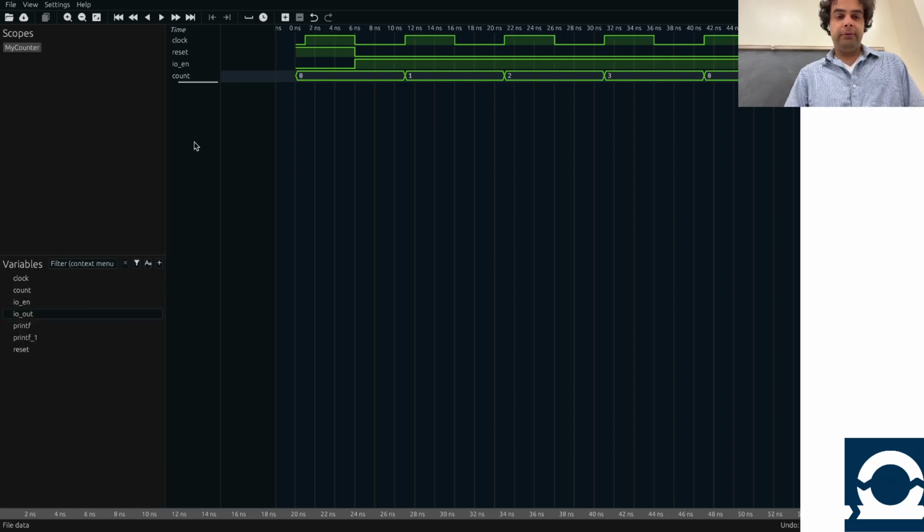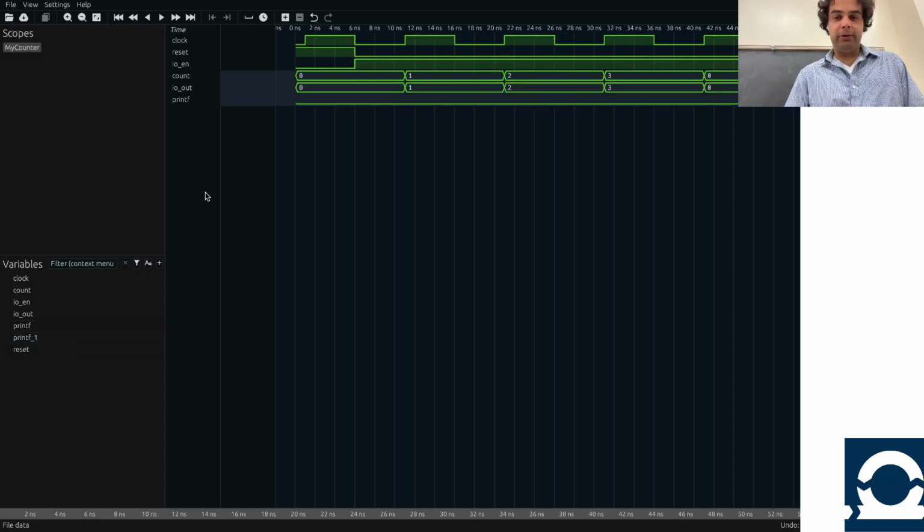Technically, IO out is the same as count, right? We saw that. And I actually don't know what we're going to see in the waveform for these print statements. It might be kind of gross or nothing. So I wouldn't worry about that. Cool. Questions on that? Yes.